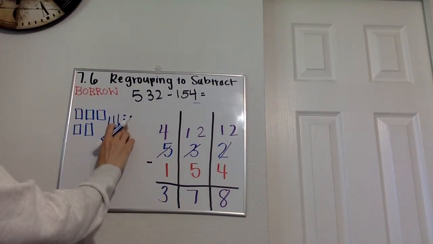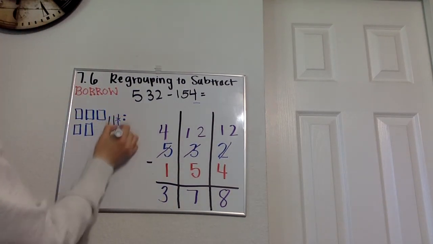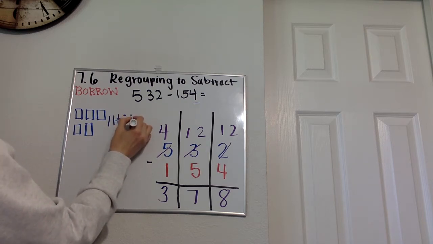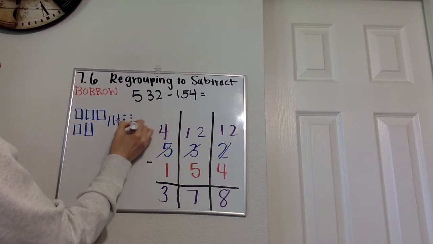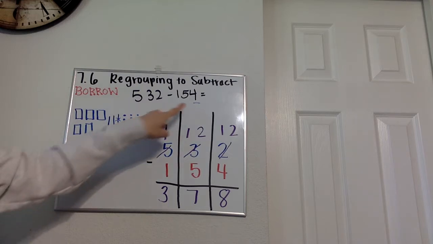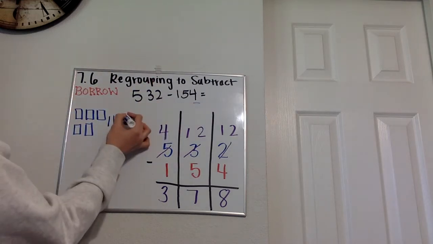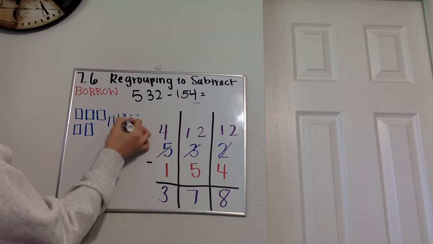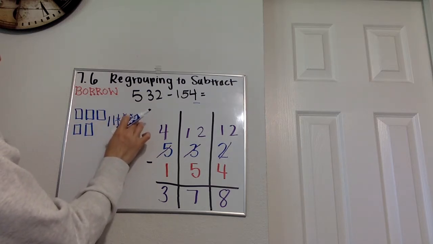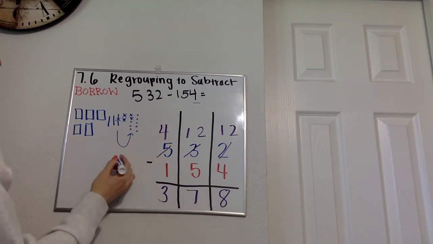So I'm going to start by taking away 4 ones. Now I only have 2, so I'm going to borrow a 10 and turn it into 10 ones. 1, 2, 3, 4, 5, 6, 7, 8, 9, 10. So now I have 12 ones, and I'm going to try to take 4 away now, which I know I'm going to be able to do. 1, 2, 3, 4, leaving me with 1, 2, 3, 4, 5, 6, 7, 8, just like in my other problem.